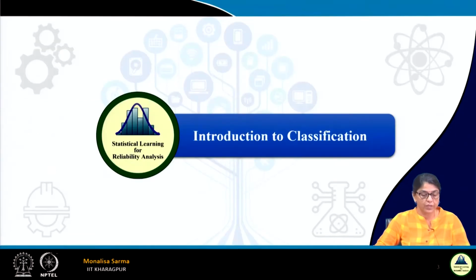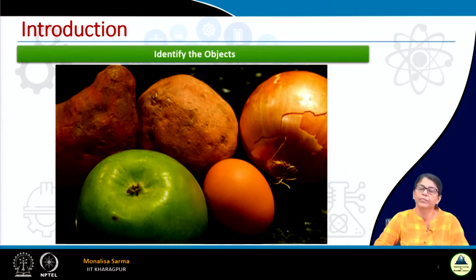Okay, so now coming to the introduction of classification. See, there's a picture. I am asking you to identify the objects. Now, how will you identify these objects? Of course, you already know what these objects are. This is an apple, this is an egg, this is an onion, this is a potato. All of us can directly identify these objects. But the thing is, how did we identify these objects?